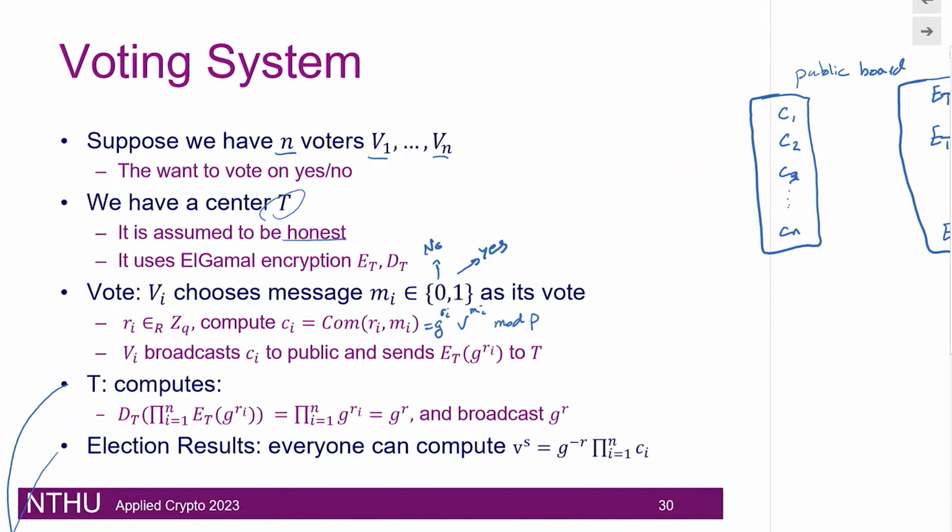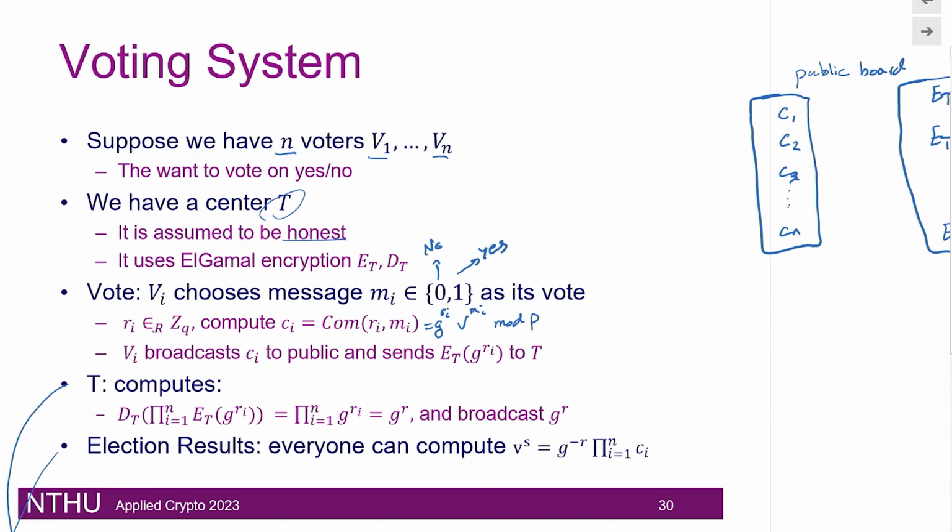That means that he will follow the protocol honestly, but at the same time, he will try to gain information throughout the communication. On top of that, this guy, T, the trusted sender, has ElGamal encryption and decryption keys, where he shared his encryption key with everybody. We denote it as encryption with T, and decryption with T.